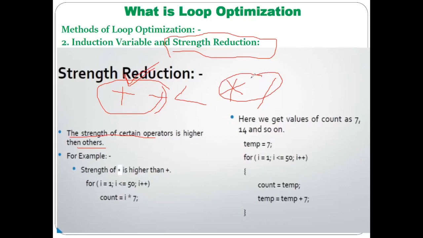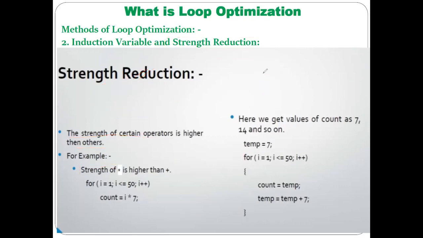So if the programmer has utilized the high strength operators, then it might be possible for the compiler to reduce the strength by replacing the higher strength operator with the less strength operators. For example, let's see. This replacement of the operator must be done in such a way that the final output of the program does not change. The final output of the program should remain unchanged.